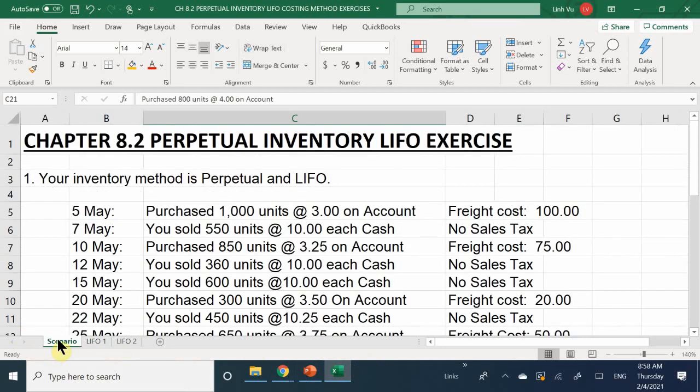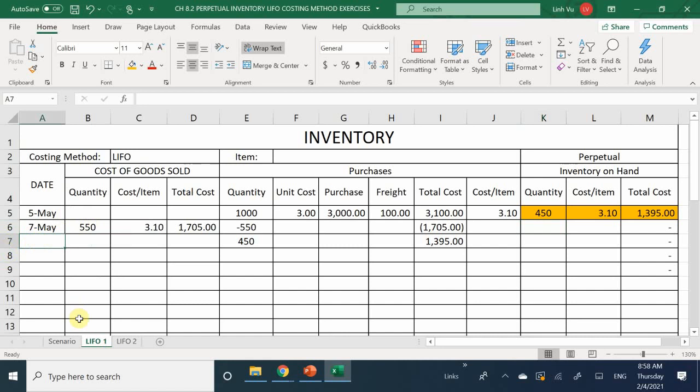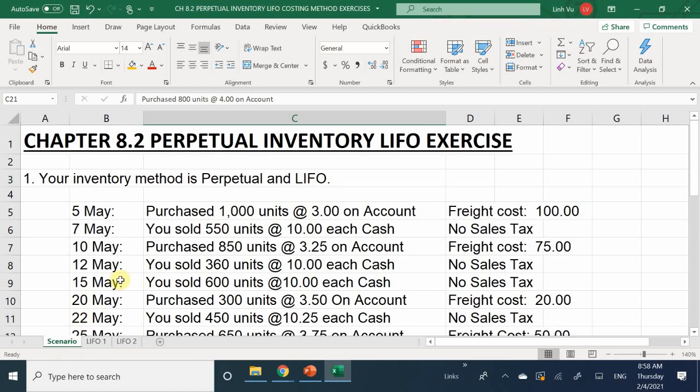Let's see what happened next. So it says here that we made another purchase of 850 units at $3.25 each. Freight cost of 75 cents. That was May 10, right? May 10. We are going to go here. Oh, that's not that one. I need to skip one more. May 10. We purchased an additional 850 units at $3.25 each with a freight of 75. I'm going to double confirm that. So you purchased 850 at $3.25 with a freight of 75.